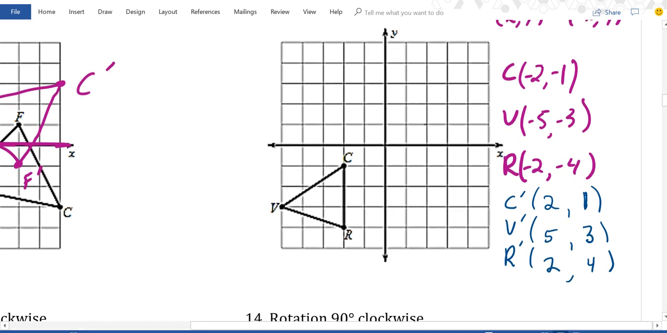Plotting our points. So at 2, 1, that is my new C prime. My V prime is at 5, 3. And then R prime is at 2, 4. And we're good to go.